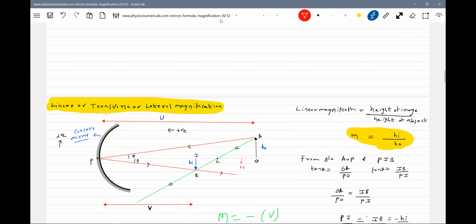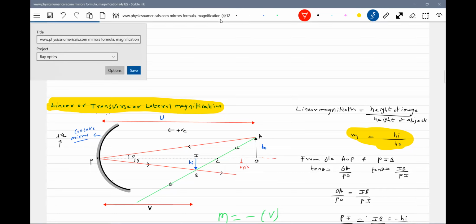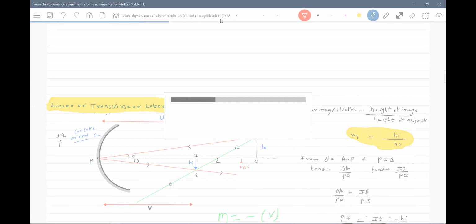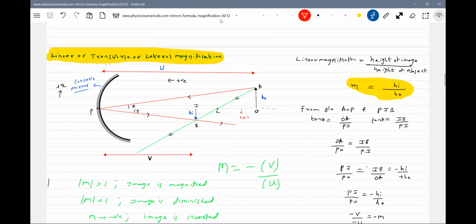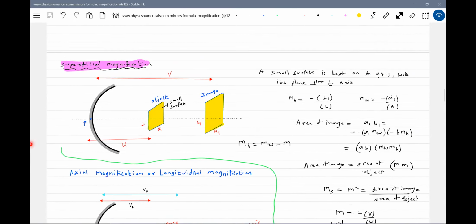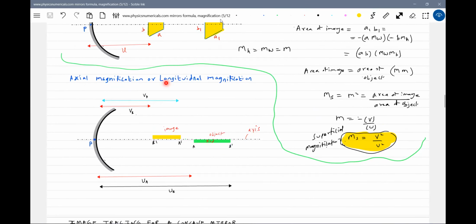Okay. Somebody is asking what is the axis? Principal axis only. In short, I'm calling it optic axis, or only axis you can call it. So what do you mean by transverse? Because the object is oriented normal to the principal axis, I'll call it transverse magnification. Similarly, what do you mean by longitudinal magnification or axial? Because the object is along the axis, therefore it is called axial or longitudinal. Agree? So how to find this?